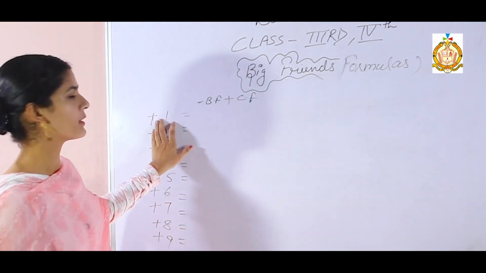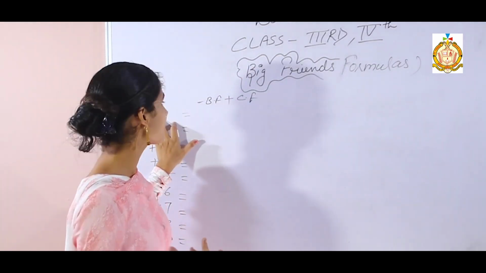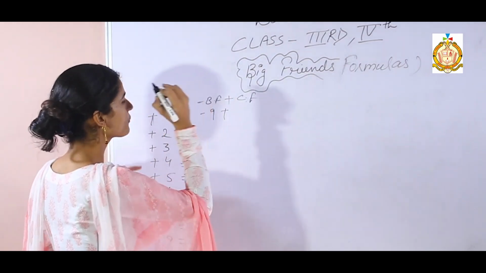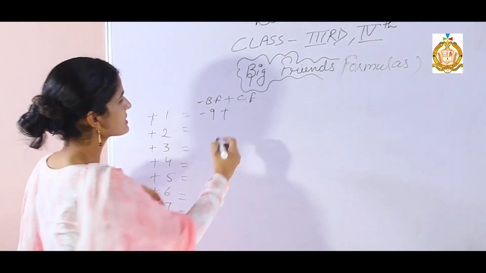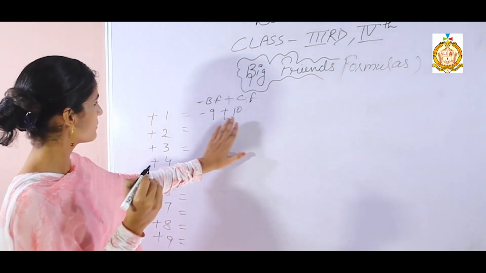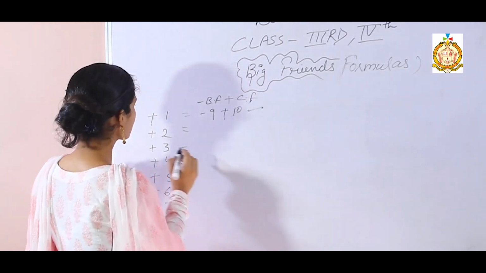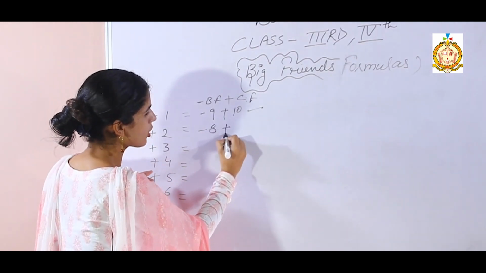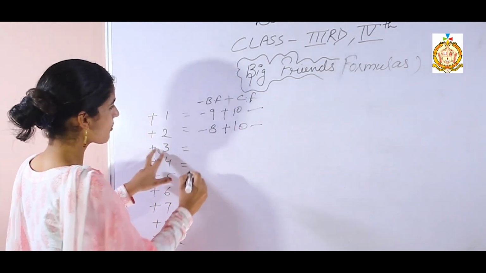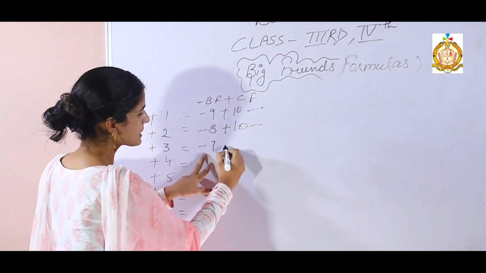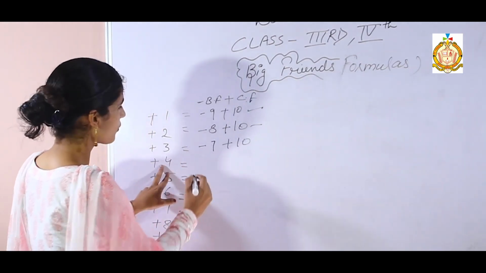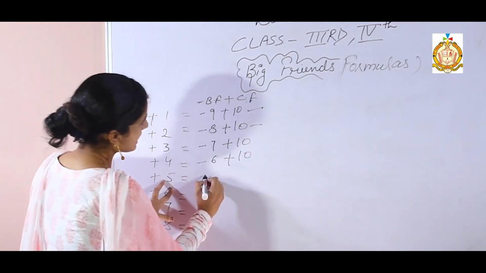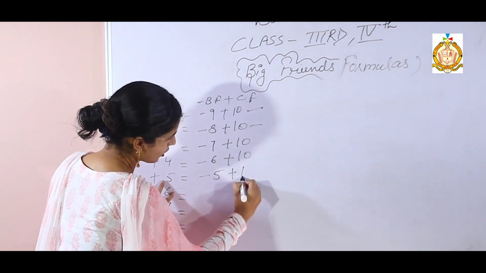Now best friend of 1 in big friend, who is the best friend of 1? That is 9. So minus 9 plus common friend of big friends is 10. So plus 1 formula is minus 9 plus 10. So plus 2, best friend of 2 is 8, minus 8 plus common friend 10. Plus 3 formula: best friend of 3 is 7, minus 7 plus 10. Then 4, best friend of 4 is 6, add common friend. Then 5, best friend of 5 is 5, add common friend.